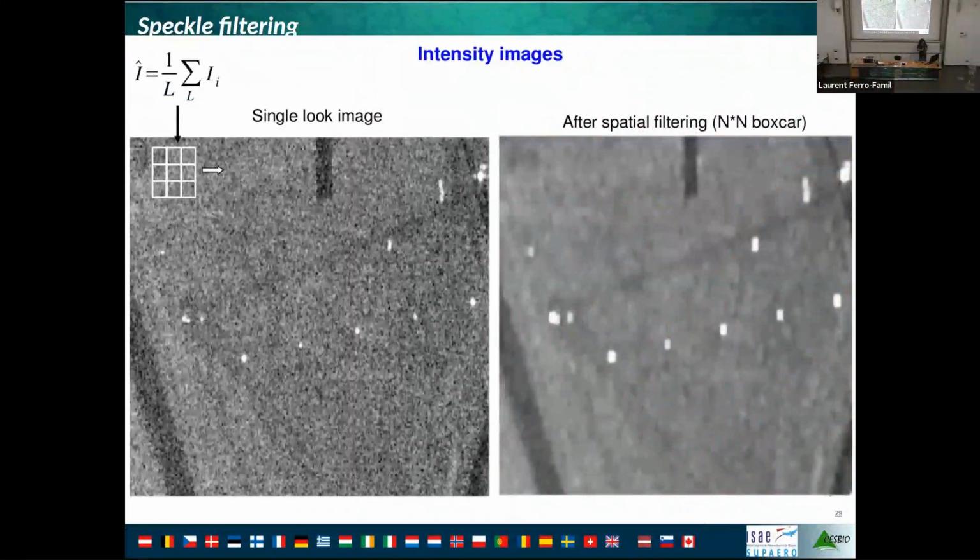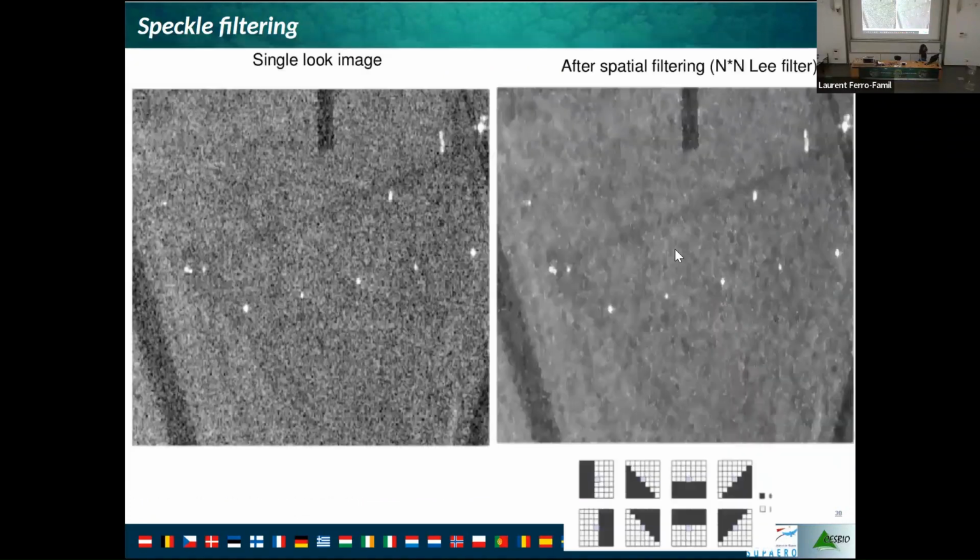So this is the single look image, the original one, and this is after applying the N by N boxcar filter. During the last 20 years, there have been many different versions of speckle filter proposed in the literature. One of them is the so-called Lee filter, after Jong-Sen Lee, who attended many of these Polarimetry conferences in the past. And he applied something which used directional filters in order to avoid smoothing isolated targets and smoothing over edges. It's an edge-preserving filter.